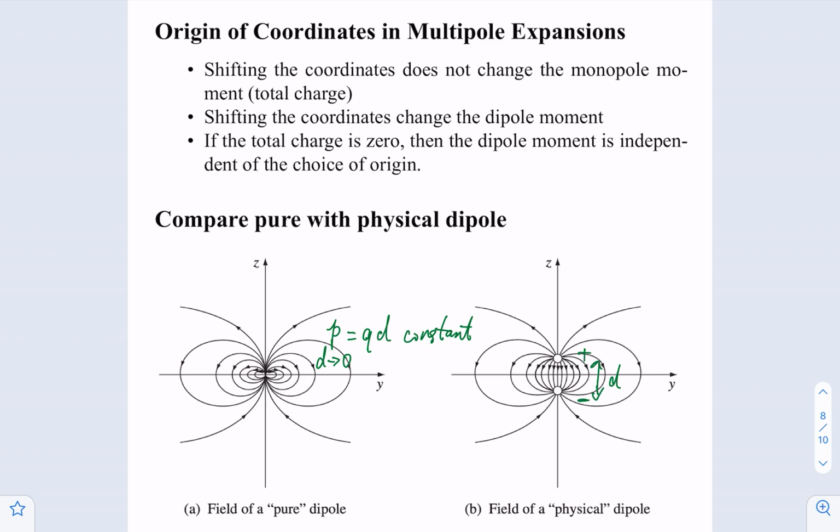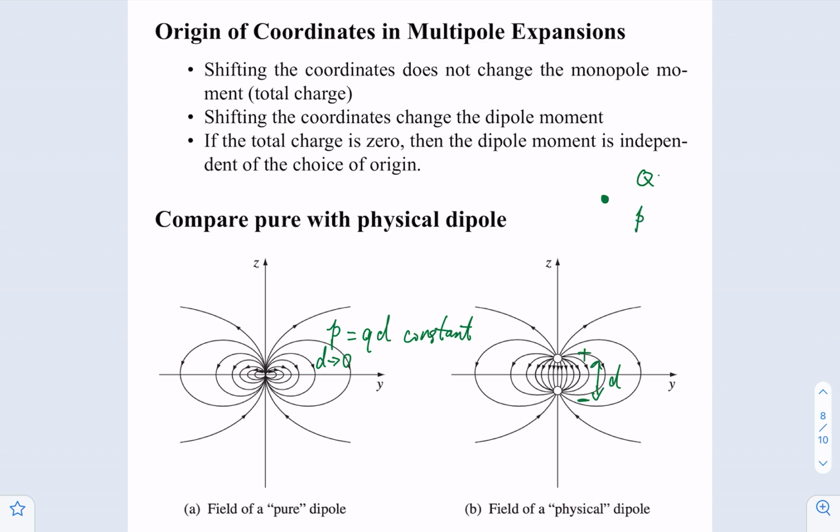Now what I want to mention here in the multipole expansion is that the origin of the coordinate may play some role. So here, for example, if I consider this monopole term, say there is a charge distribution, the monopole moment is Q, which is simply the total charge that does not depend on the origin of the coordinate.